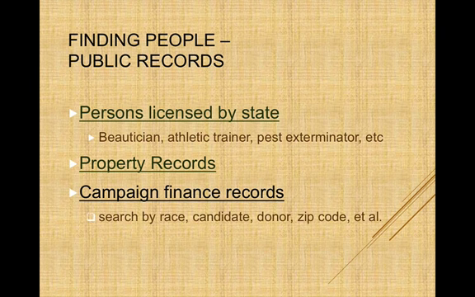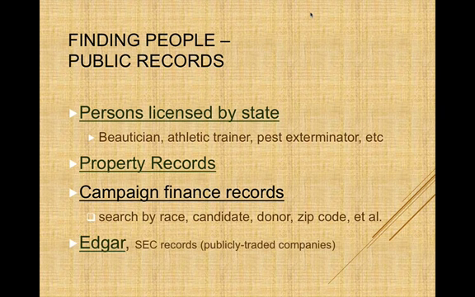There's lots of other ways to search this by comparing races, donors. You can look at zip codes, who and what zip code has been contributing, and there's more tips on how to do this on the website that accompanies this JTools unit.